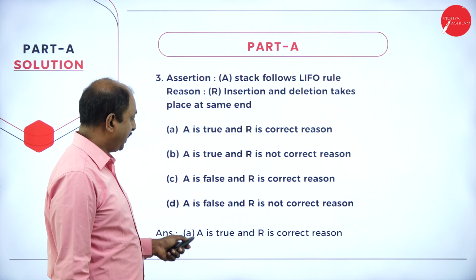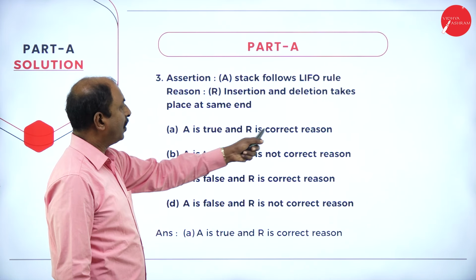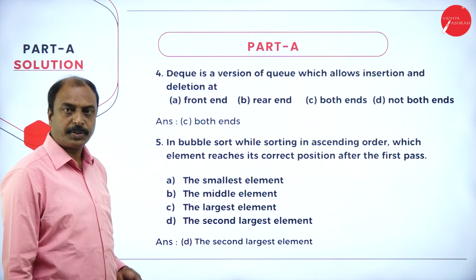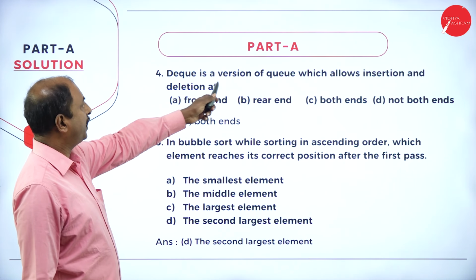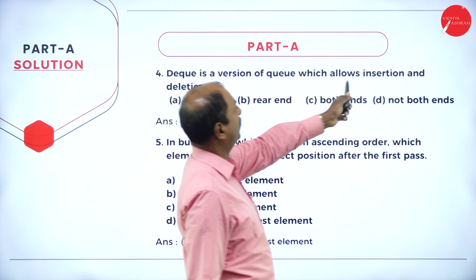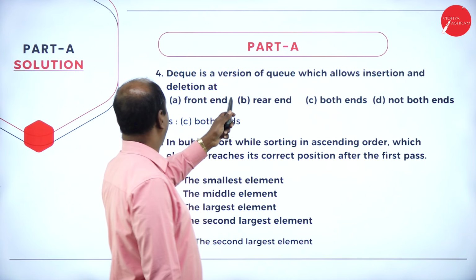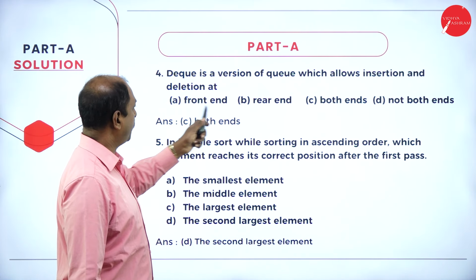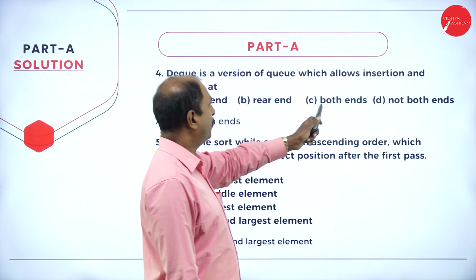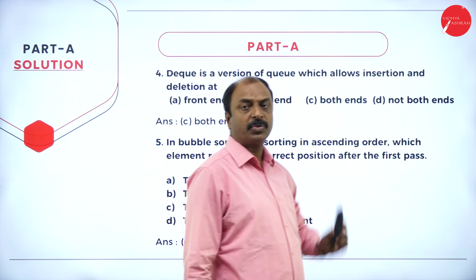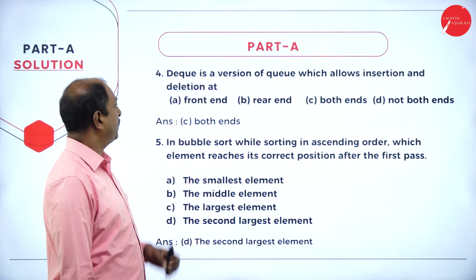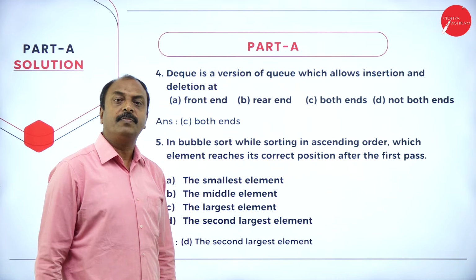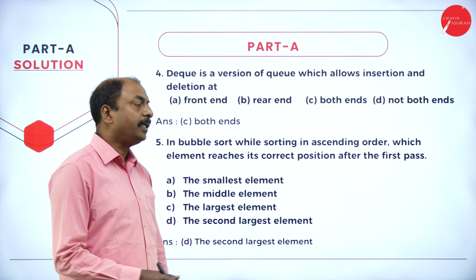So answer is A. A is true and R is the correct reason. Question number 4. DQ is a version of Q which allows insertion and deletion at four options: front end, rear end, both the ends, and not both the ends. Now we have learned in our theory class about the difference between DQ and Q.